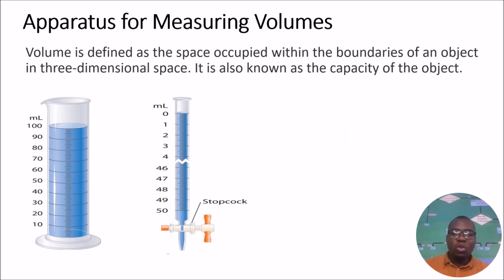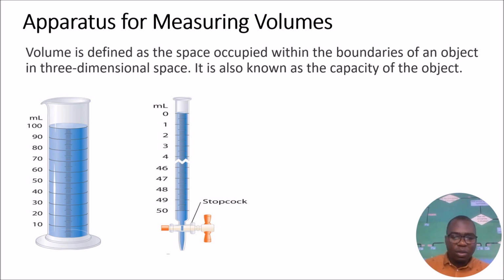Let us now look at the apparatus used for measuring volumes. First of all, you need to remember that volume is defined as the space occupied within the boundaries of an object in three-dimensional space. It is also known as the capacity of an object. So how much can you put in something? If you have a container, how much can that container hold? So the "how much" is actually the volume that we are talking about.